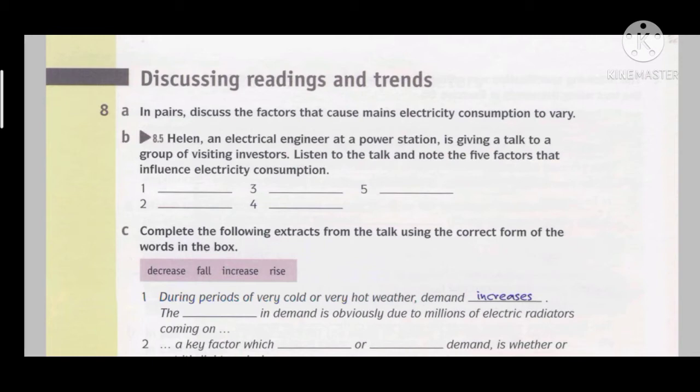Helen, an electrical engineer at a power station, is giving a talk to a group of visiting investors. Listen to the talk and note the 5 factors that influence electricity consumption. هنشوف ايه هما ال5 عوامل اللي بتأدي لاستهلاك الكهرباء سواء بالزيادة أو بالنقصان. Okay.